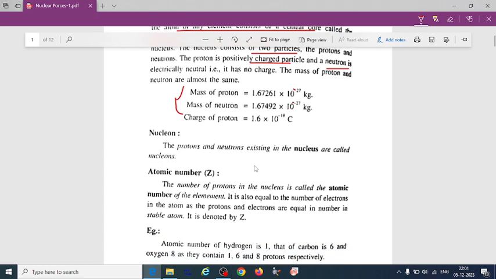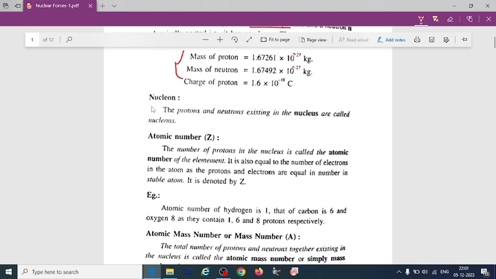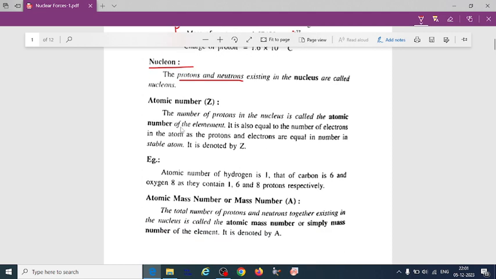The electron mass is given by 9.1 into 10 to the power minus 31 kg. Protons and neutrons together exist in the nucleus, which we call nucleons.